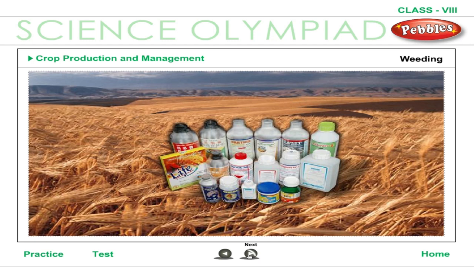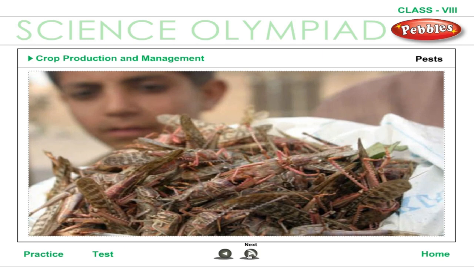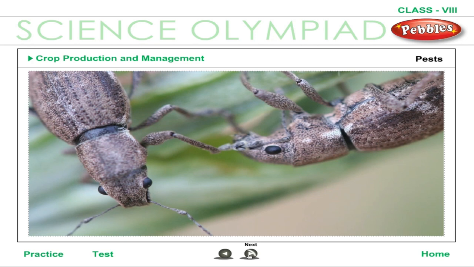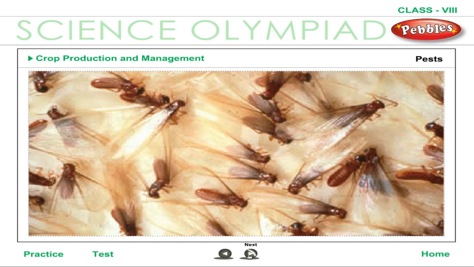Pests. Organisms that attack and spoil crops are called pests. Some of the commonly occurring pests are birds, rats, and squirrels, and insects such as grasshoppers, weevils, locusts, aphids, and termites. The chemicals used to destroy pests are called pesticides.